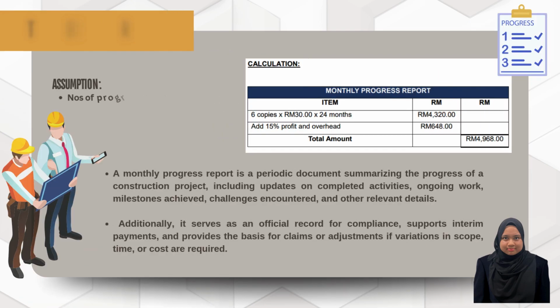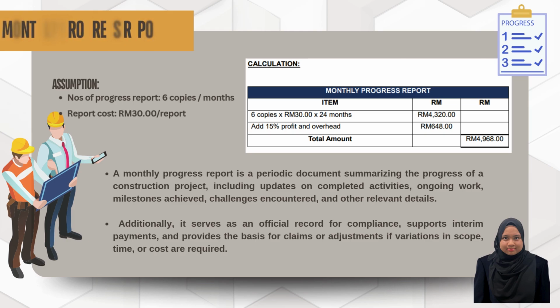The next item is monthly progress report. A monthly progress report is a periodic document summarizing the progress of a construction project, including updates on completed activities, ongoing work, milestones achieved, challenges encountered, and other relevant details. Additionally, it serves as an official record for compliance, supports interim payments, and provides the basis for claims or any adjustment if variations in scope, time, or cost are required.